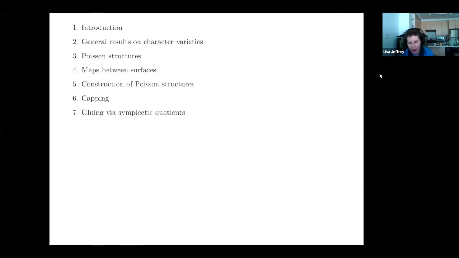So here is the plan. We will talk about character varieties, Poisson structures between surfaces, construction of Poisson structures, and tapping and gluing.